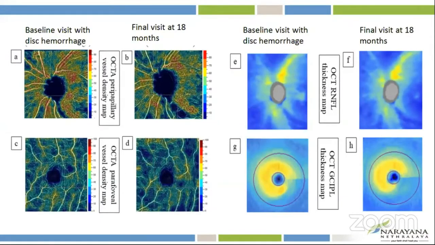This was another study done in our hospital, where 18 POAG eyes with a disc hemorrhage were followed up for an average of 2.6 years. This showed a progressive RNFL and GCIPL loss in the disc hemorrhage sector and not in the other sectors. But in the OCTA, it showed progressive peripapillary and parafoveal vessel density reduction in both the disc hemorrhage and the non-disc hemorrhage regions.